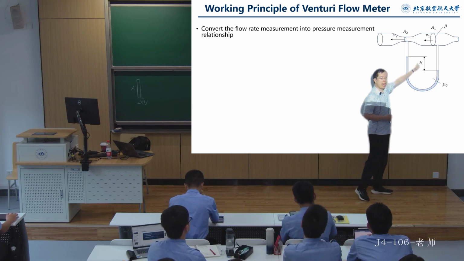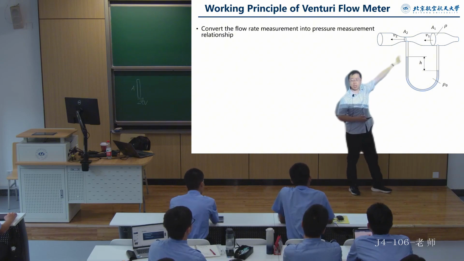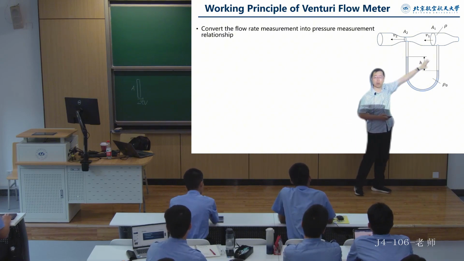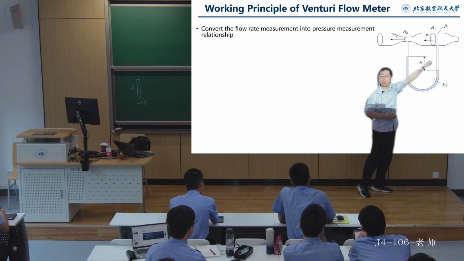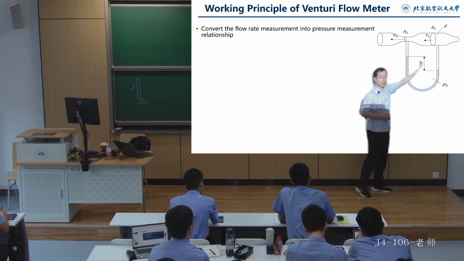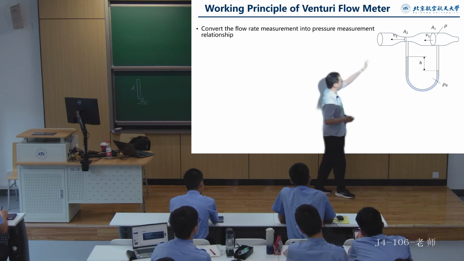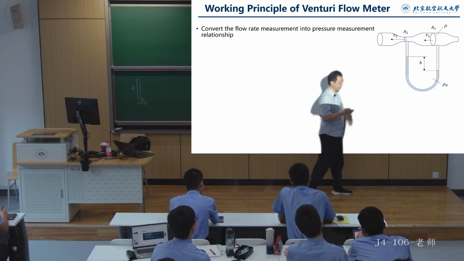We read the height difference between the two ends, and based on what we learned in high school, we should know that this height difference corresponds to the pressure difference between these two ends. The pressure difference, or the pressure differential, right? So, how do we use this kind of device to measure flow rate with a Venturi tube? Let's take a simple look.